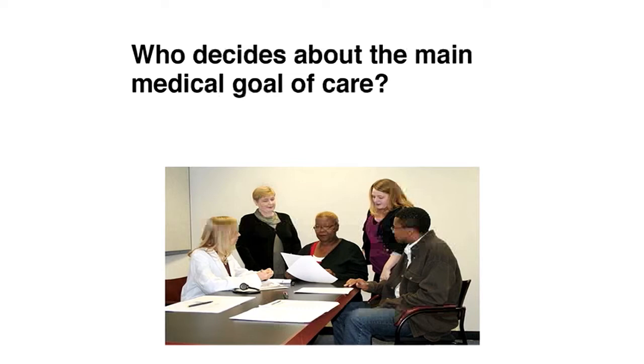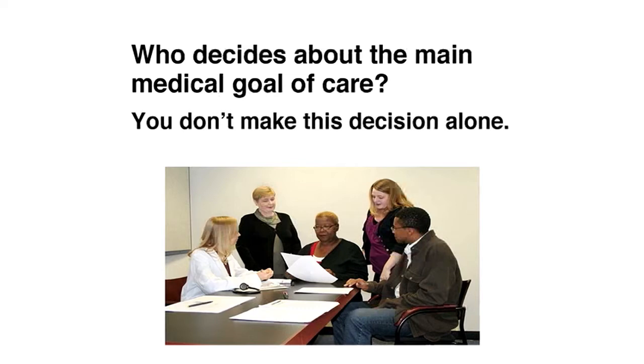You are the most important person, but you don't make this decision alone. You know the person who has dementia best, who he or she is as a person, what makes him or her happy or sad, or what he or she has said about medical choices. You add his or her voice to decisions about goals of care.